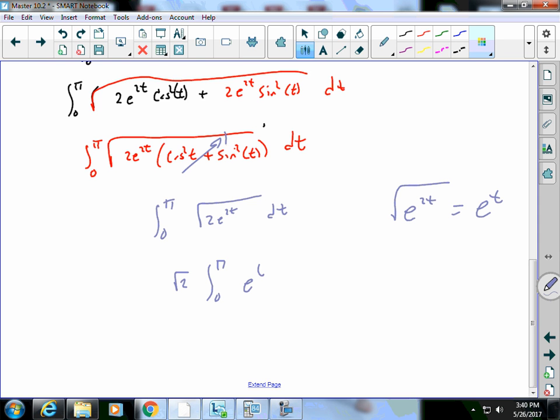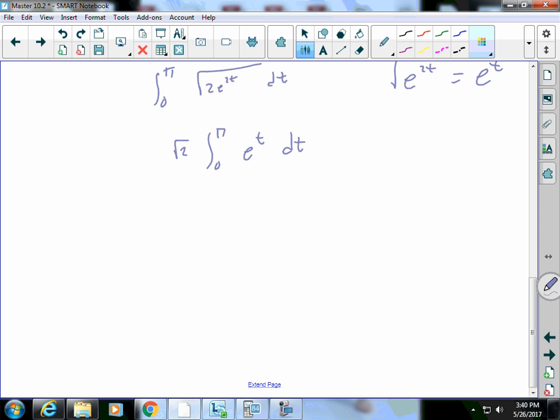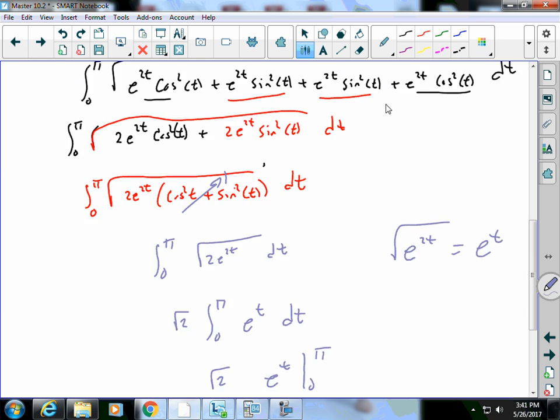I'm going to take the integration of that. That's just e to the t from 0 to pi, square root of 2 of e to the pi minus e to the 0. Well, e to the 0 is 1, so I get square root of 2 times e to the pi minus 1. And that's what it should say as the answer here.